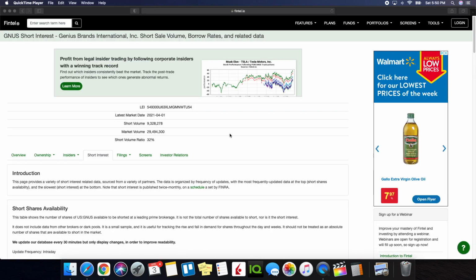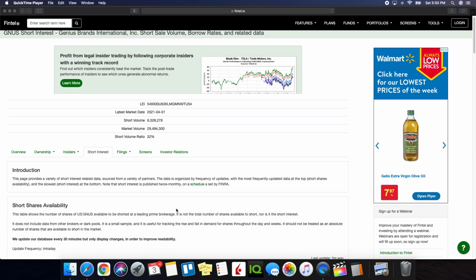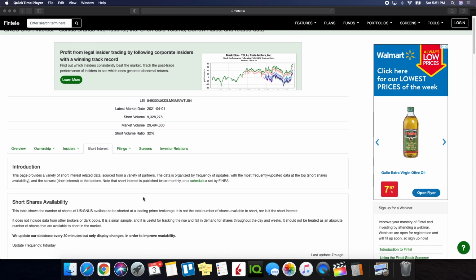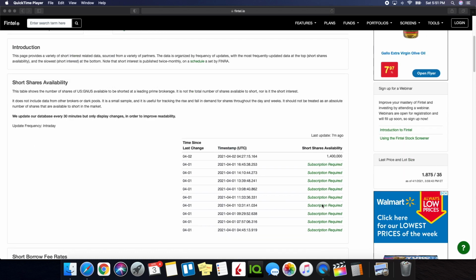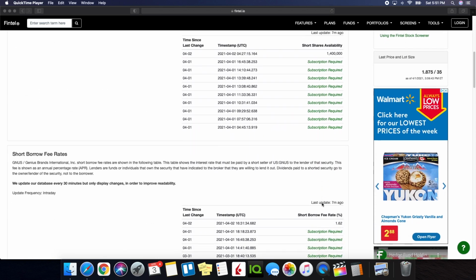So we're now on fintel.io for GNUS Brands. We're going to be taking a look at the short interest. We can see right away the short volume ratio is at 32%. So what this means is, if there's a press release or any news, like I was saying, the short squeeze potential is definitely there. It's part of the reasons why we see some sharp actions in price whenever some press release gets dropped.